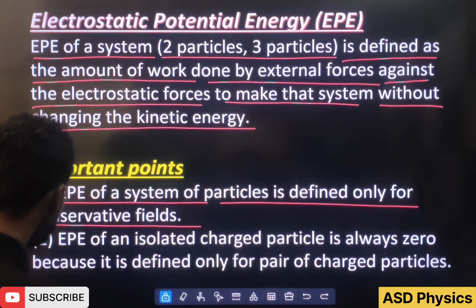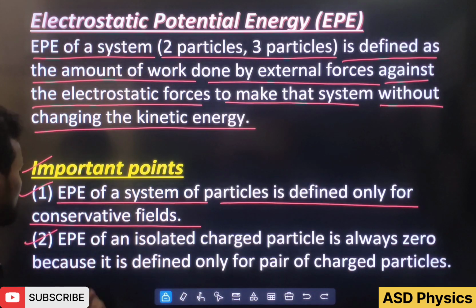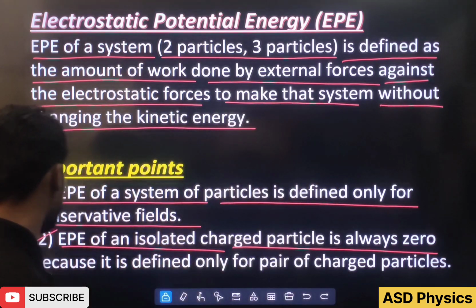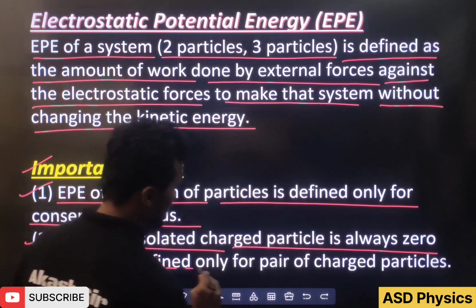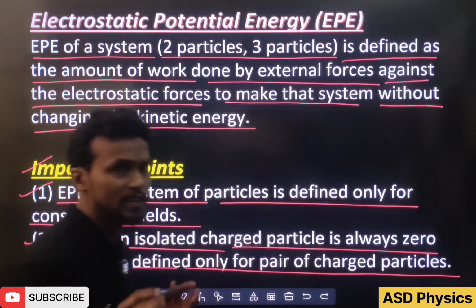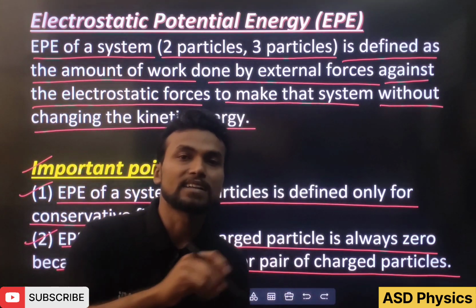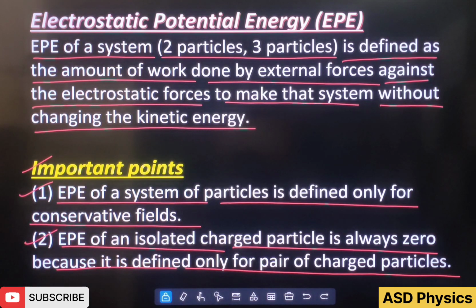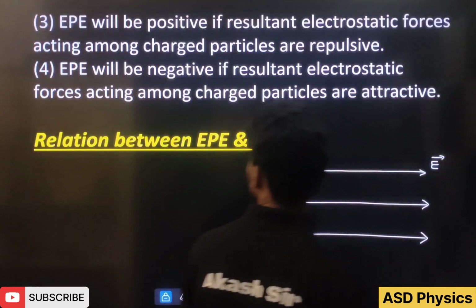Okay, great. Second one, let's see please. EPE of an isolated charged particle is always zero, because it is defined only for a pair of charged particles. As of now, please remember that. Later at the end of the video, we will understand it very well. So students, please remember this basic concept. Now after that, we are going to move to some other important points.